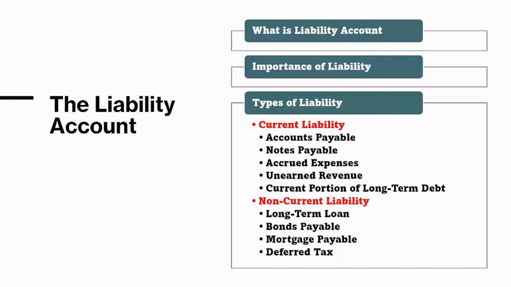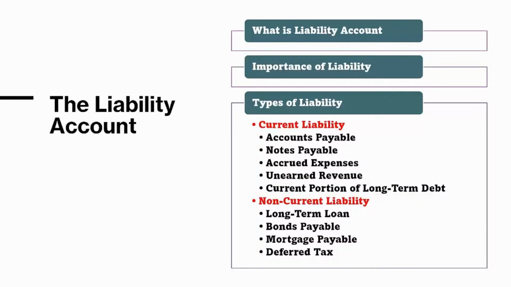Unearned revenue or deferred revenue. This is money the business has received in advance for goods or services it hasn't yet delivered. For example, if a business is paid upfront for a service it will provide in the future, that amount is recorded here until the service is completed. Current portion of long-term debt. Sometimes, part of a long-term loan has to be paid within the year. This portion is recorded as a current liability.